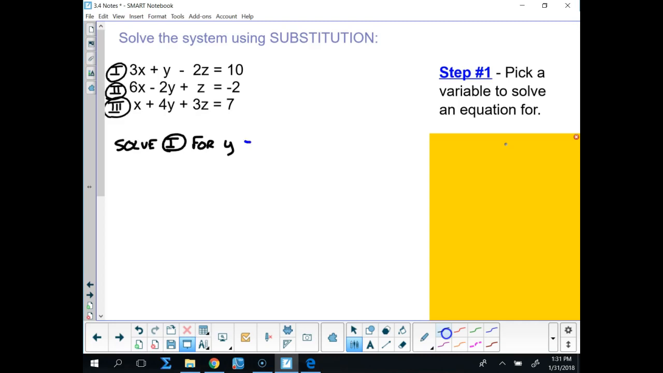So that's going to give me y equals 10 minus 3x plus 2z. Agree?